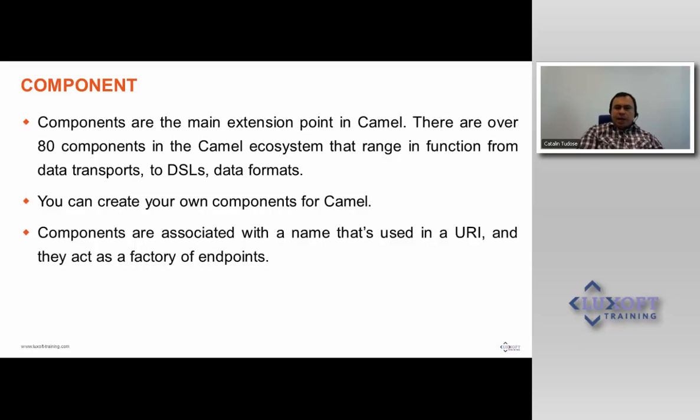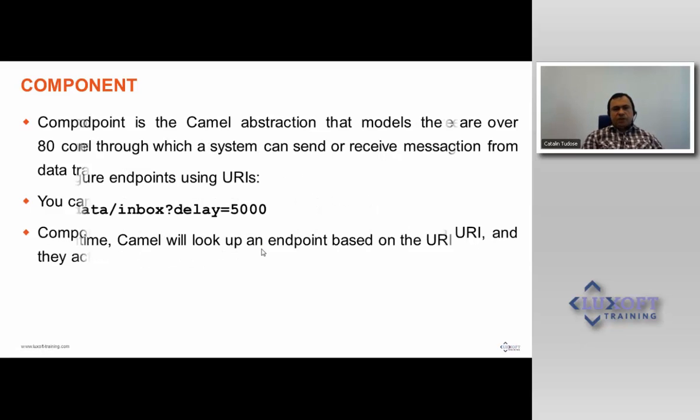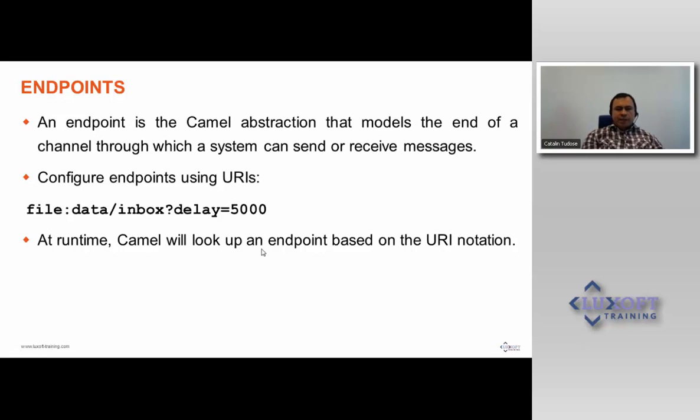A component is the main extension point in KML. I was saying that there are already over 80 components in KML, and that you can create your own components for KML. Examples of components, you may remember, are file, FTP, and JMS, and they are always associated with a name that's used in a URI. I have already said that they act as a factory of endpoints. Here, an endpoint is a KML abstraction that models the end of a channel.